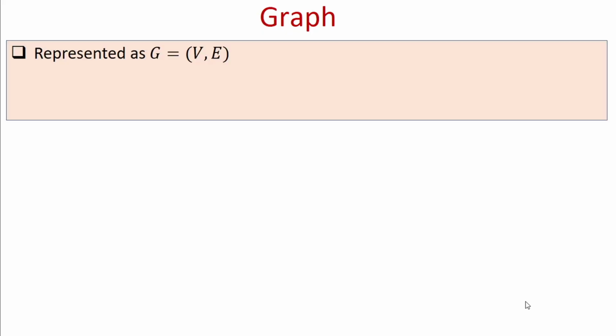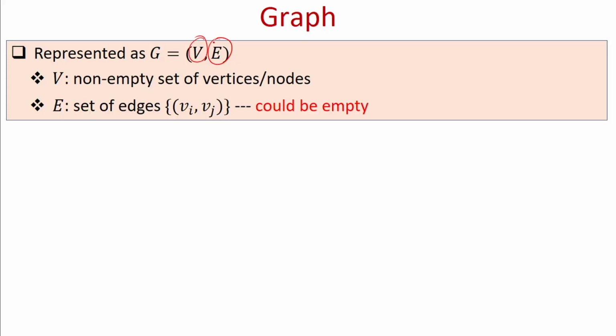So what is a graph? It is a collection of two sets, a set of vertices and a set of edges. The set of vertices is denoted by the set V and it is a non-empty set of vertices, also called nodes, and we have another set of edges denoted by capital E which have edges of the form Vi comma Vj where both Vi as well as Vj belong to the vertex set, and this edge set could be empty.